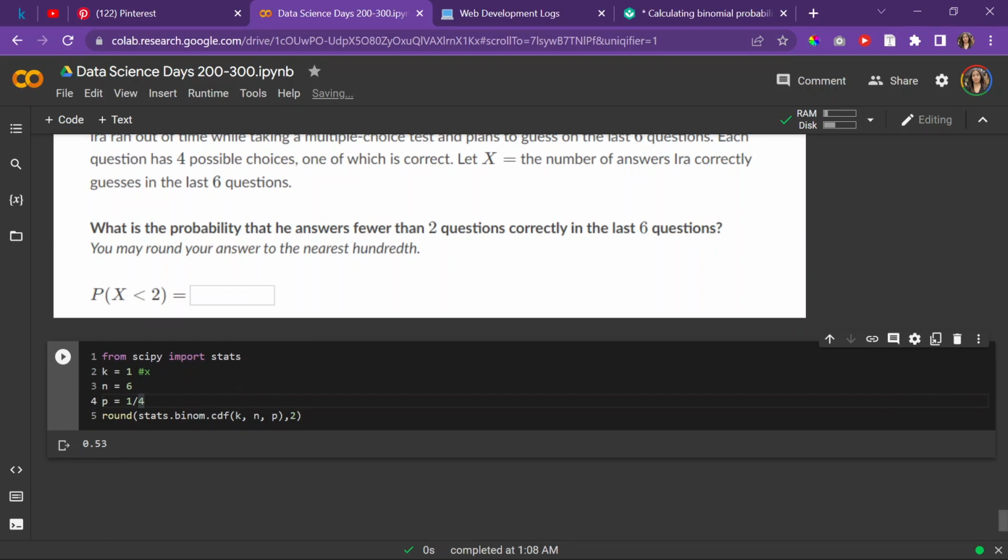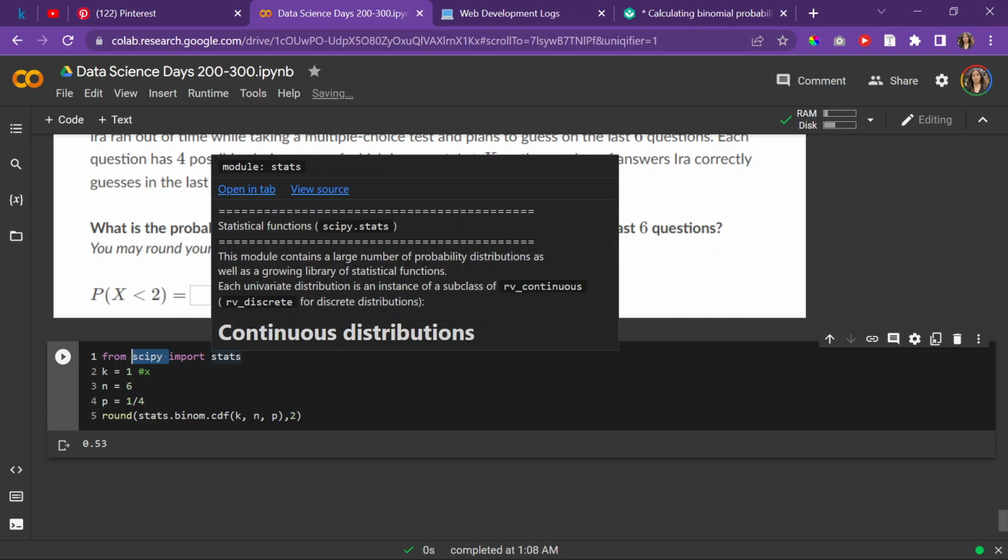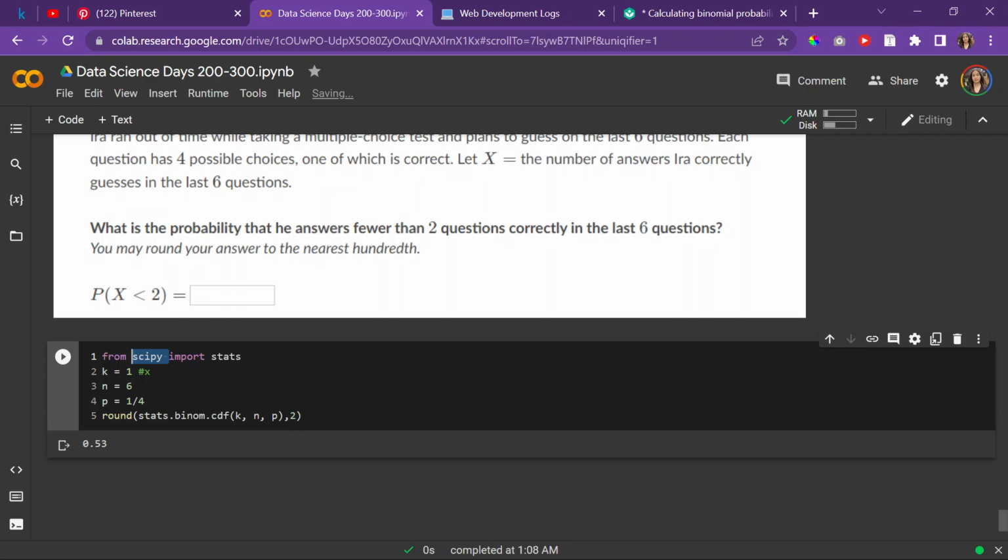To actually calculate the answer, we're using a stats function from the SciPy library. Libraries are full of pre-written functions that we can use, and a function is something that you can call and it'll do some fancy calculations for you and return an output. So we're using the SciPy library and its stats module, and from stats we're using the method binom.cdf, which is basically the same thing as binom.cdf on your calculator.